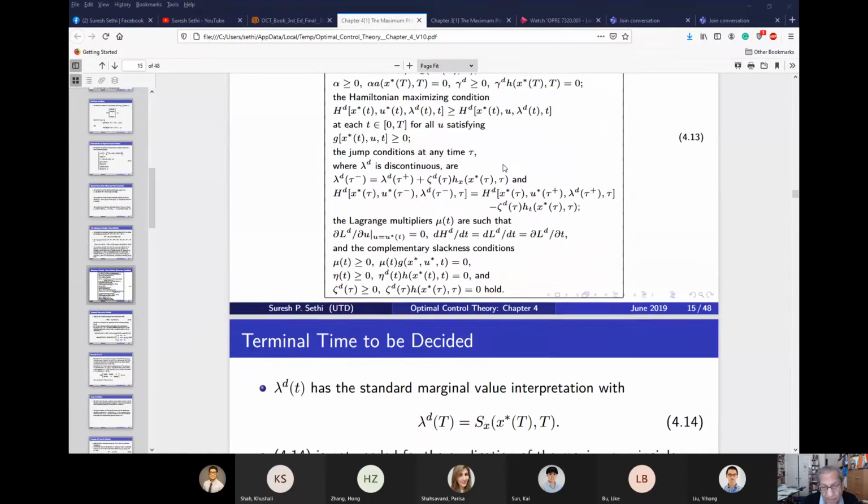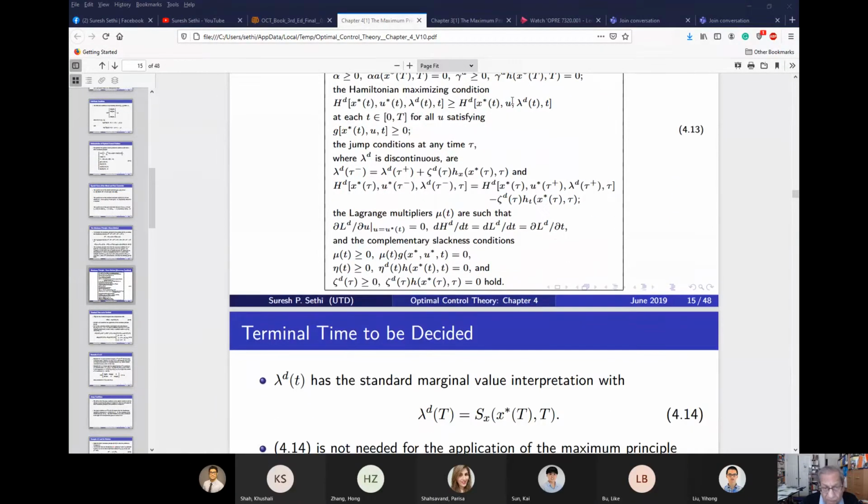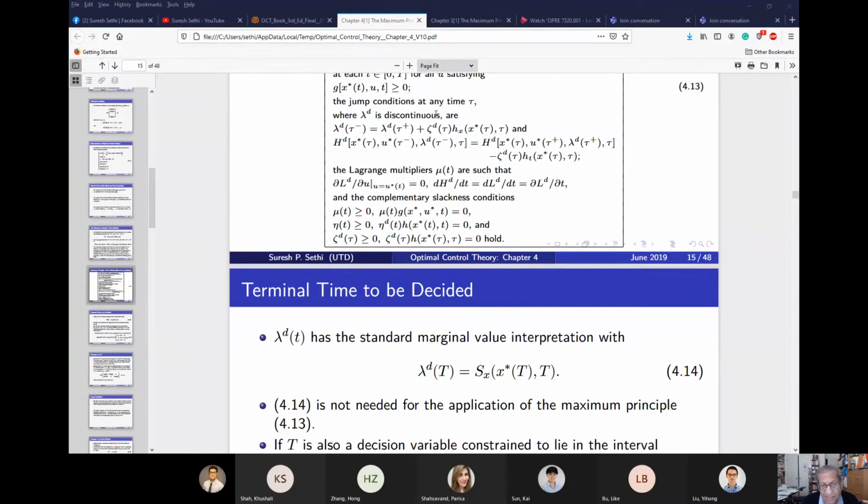Okay. Maximizing condition is as before. This is as before, but now lambda t is discontinuous. And the discontinuity is given at any point tau, which is on a boundary or contact point. Then this is the discontinuous part. Okay, you see lambda minus, lambda plus, and there is some jump here.